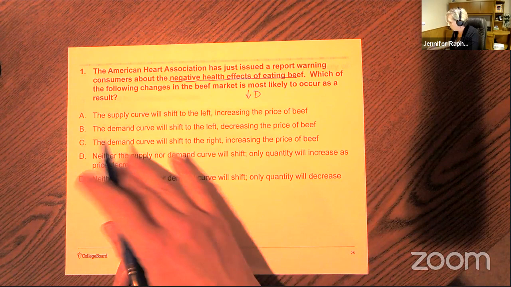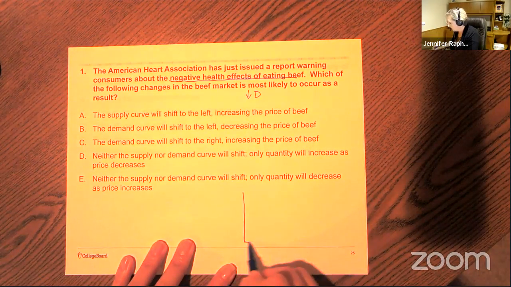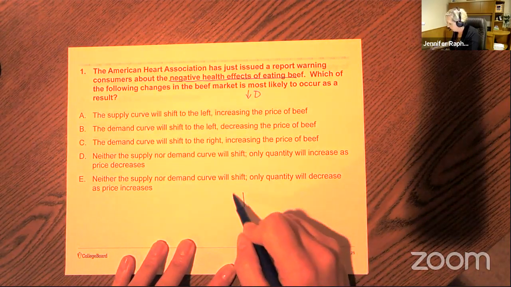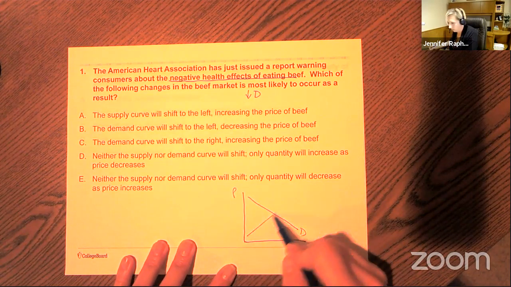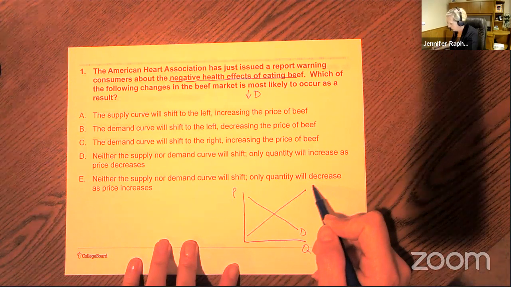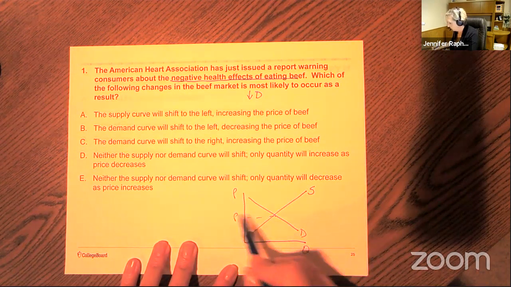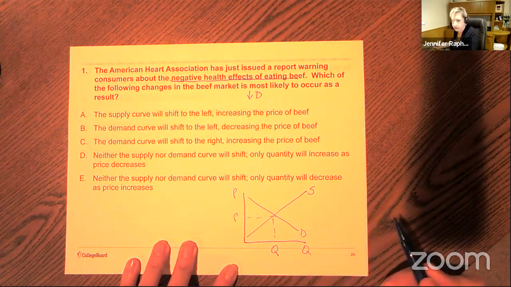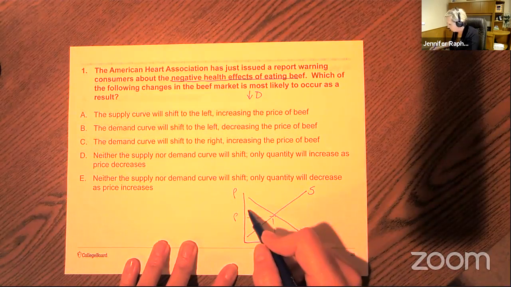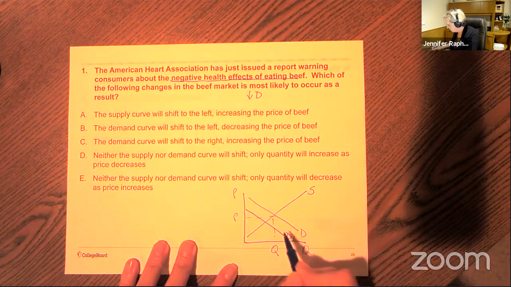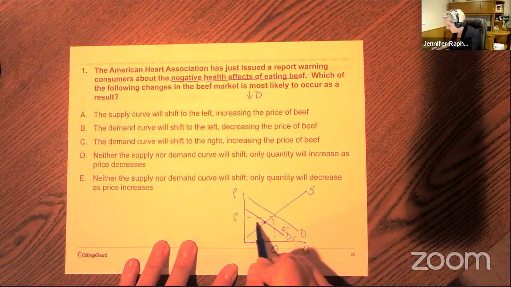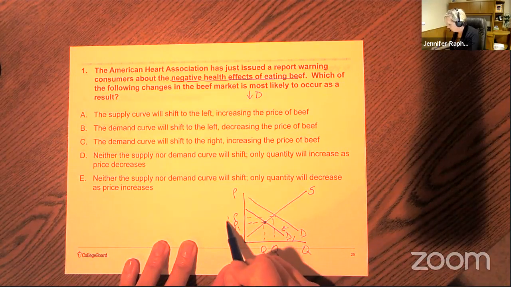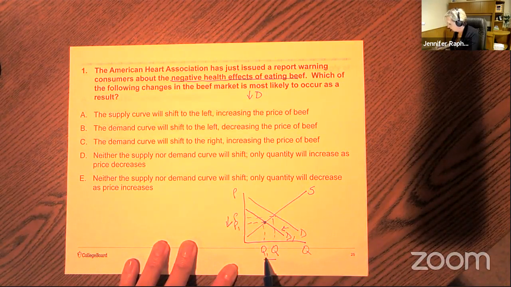So now before I even look at the answer choices, I'm just going to sketch out a quick supply and demand model. So we have price and quantity, we have a downward sloping demand curve, we have an upward sloping supply curve, we have an equilibrium price and an equilibrium quantity. If we have a decrease in demand, then demand is going to shift to the left. So there's our new demand curve. And here's our new equilibrium price and our new equilibrium quantity. All right, so the price fell and the quantity fell as well.